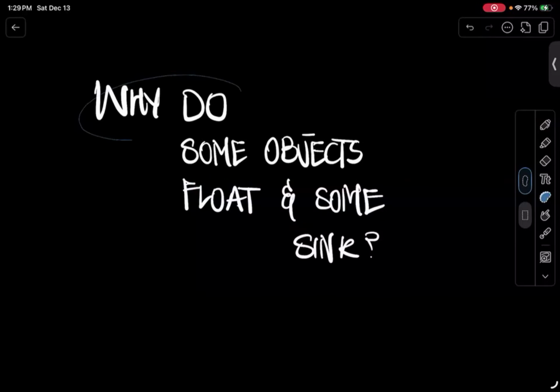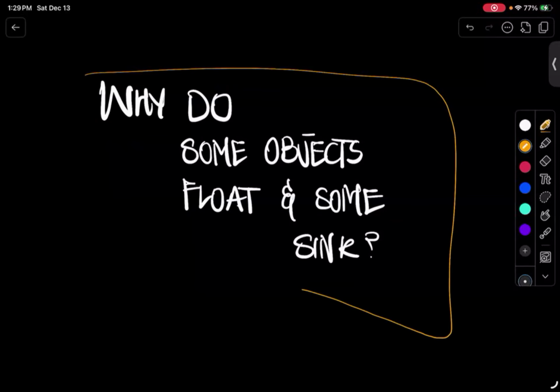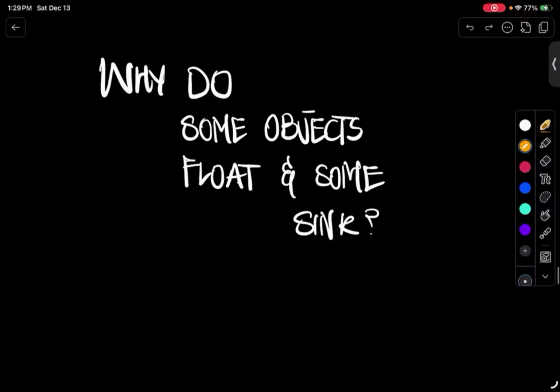I'm sure you've known a little bit of this ever since you were a child. Why do some objects float and some sink? What do you think the answer is to that? What is the ultimate answer? What do you think? Some objects are more dense or less dense.